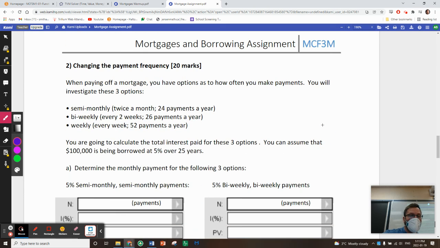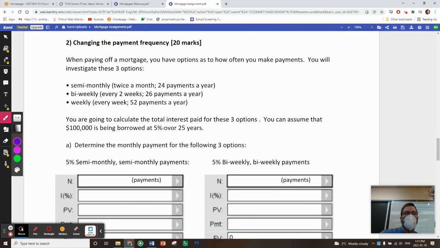In the second question, you guys are comparing mortgage payments when you choose to pay it off at different frequencies. This one's very interesting. So for all of these scenarios, it's 25 years, but you're looking at, hey, is there a difference if I make 24 payments a year versus 26, like every other week or every week? Is there an advantage or disadvantage to any one of these? So you guys are doing those.